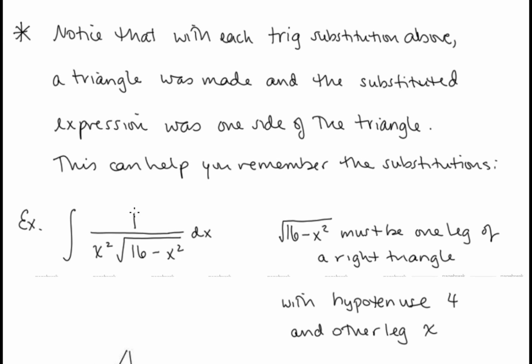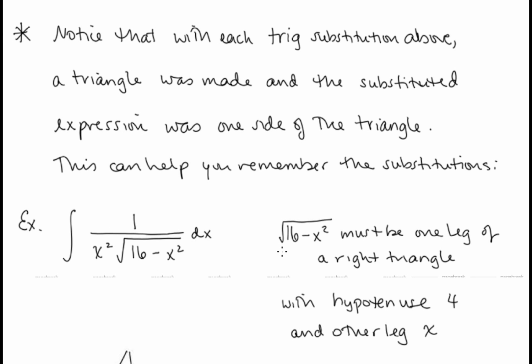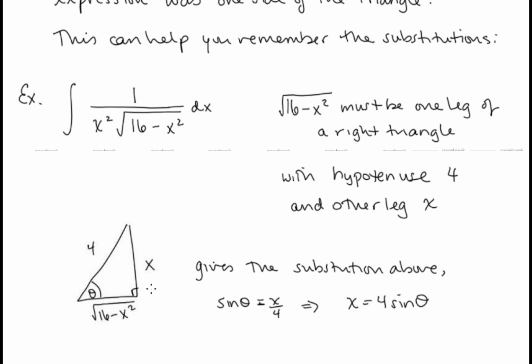So for example, in the first problem that we looked at, we had radical 16 minus x squared. Now when we look at the radical 16 minus x squared and we think about the sides of a right triangle and the Pythagorean theorem, we realize that this must be one leg of a right triangle whose hypotenuse is 4 and with the other leg having side length x. So that triangle would look like this, and using this angle as theta would give us the substitution that we had above. We have sine theta equals x over 4, and so x is equal to 4 sine theta.